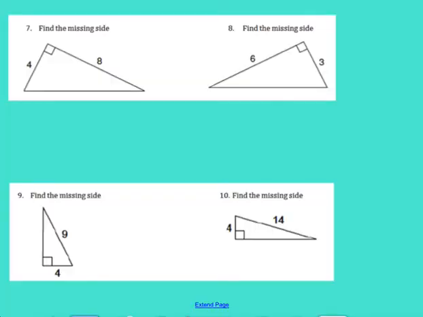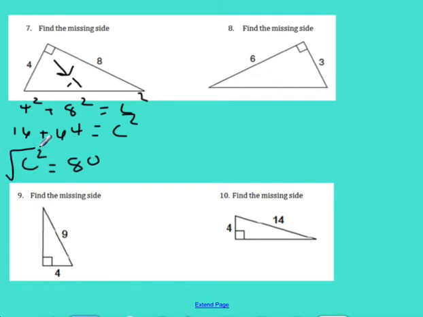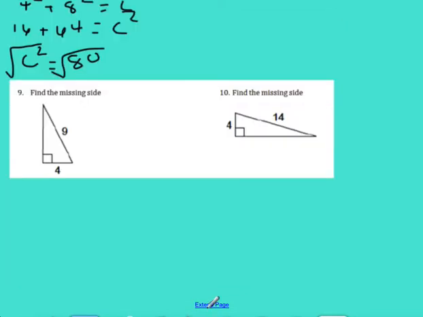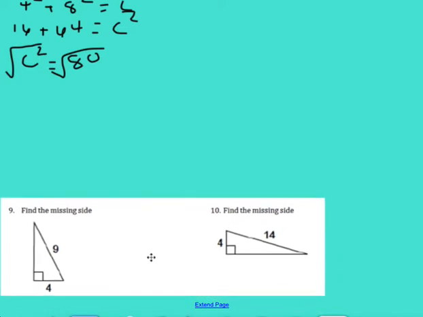All right, let's take a look at number 7. So for number 7, we want to find this missing side. So I noticed that the missing side is the hypotenuse, or our c. So then we're going to do 4 squared plus 8 squared is equal to c squared. So then I get 16 plus 64 is equal to c squared. So I get that c squared is equal to 80. So to get what c is, I need to take the square root of both sides. So now I'm going to go ahead and take the square root of 80.